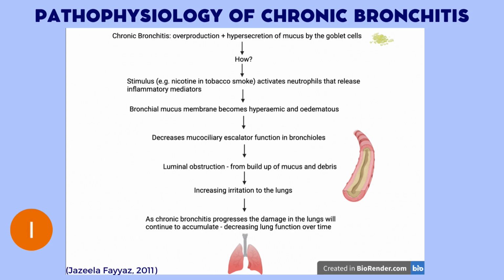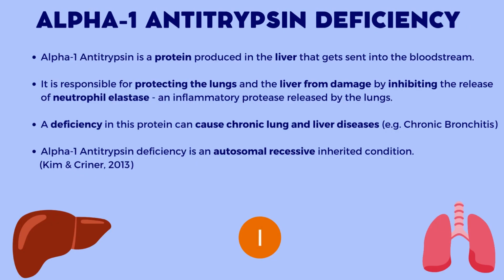This causes the bronchial mucous membrane to become hyperemic and oedematous, diminishing the mucociliary escalator function in the bronchioles, resulting in luminal obstruction from the buildup of mucus and debris, further increasing irritation. As chronic bronchitis progresses, the damage in the lungs will continue to accumulate, decreasing lung function over time.